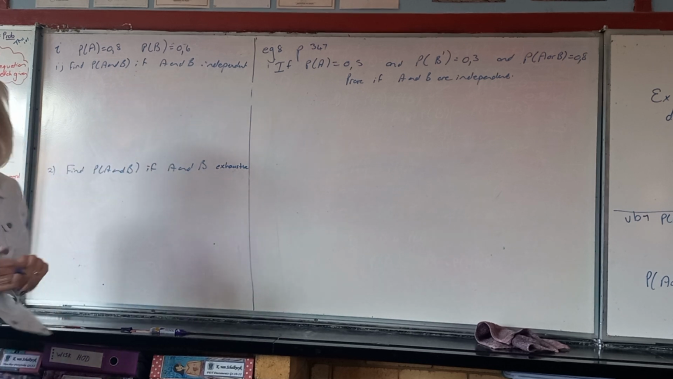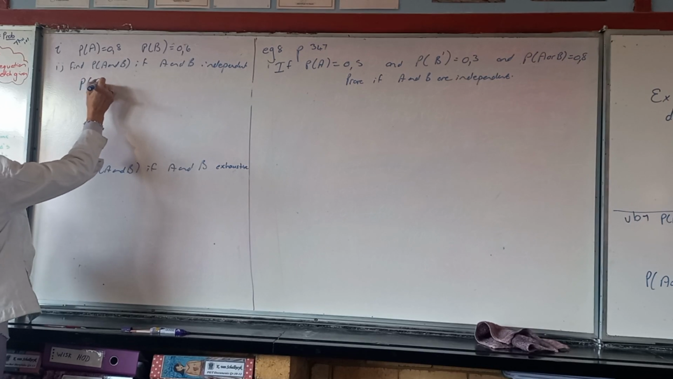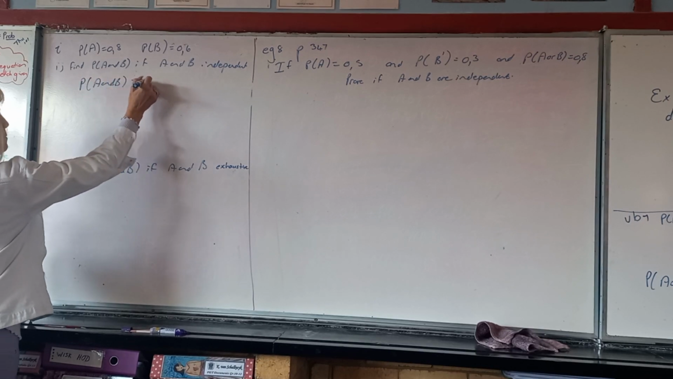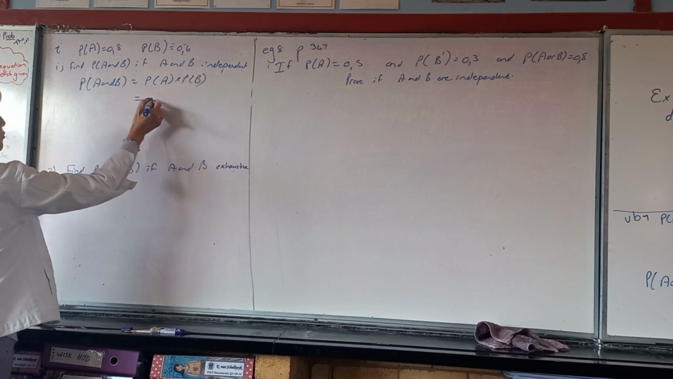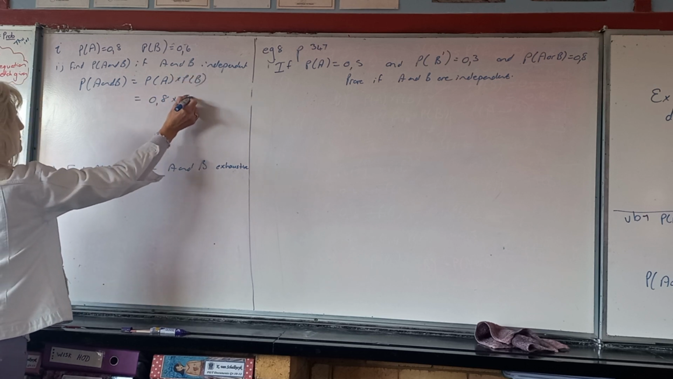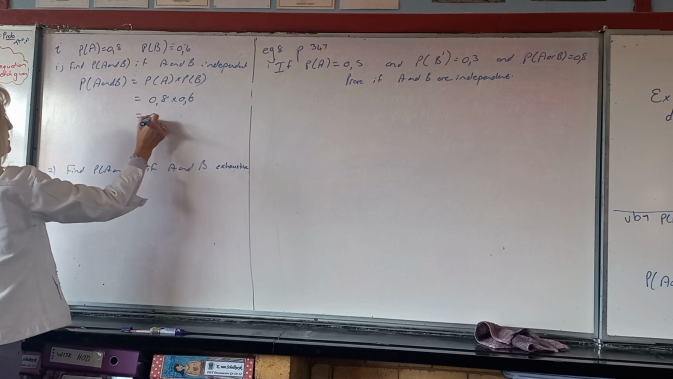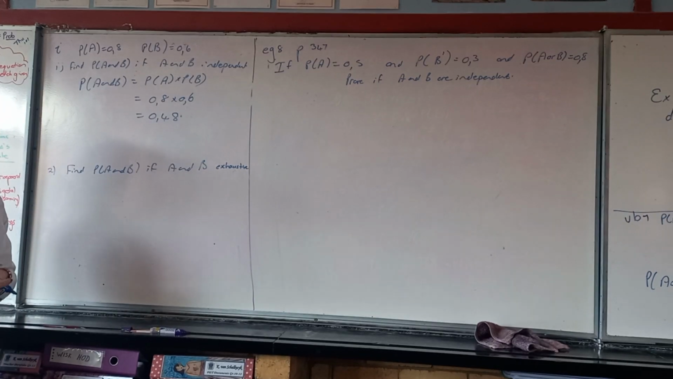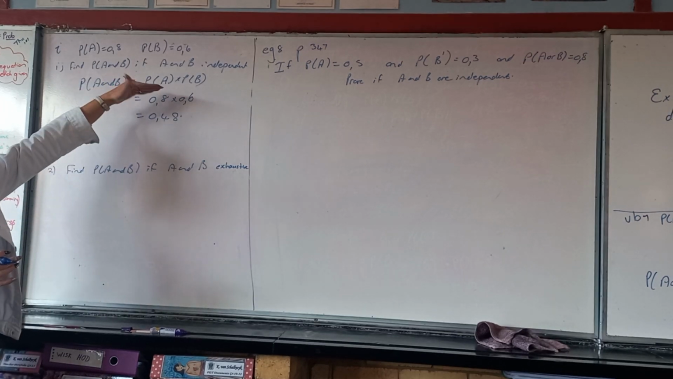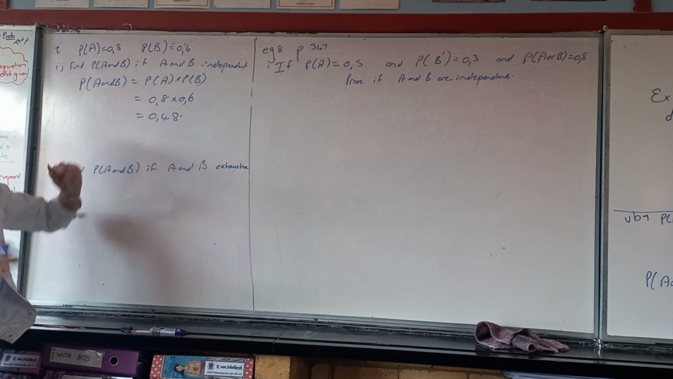What do you know? You times them together. P(A and B), that's where you multiply. P(A) and P(B). Straightforward, so it's 0.8 times 0.6, and the answer is 0.48. That's it. How many marks? 3, maybe even just 2. Knowing the formula, substitution, answer, maybe 3, maybe 2.